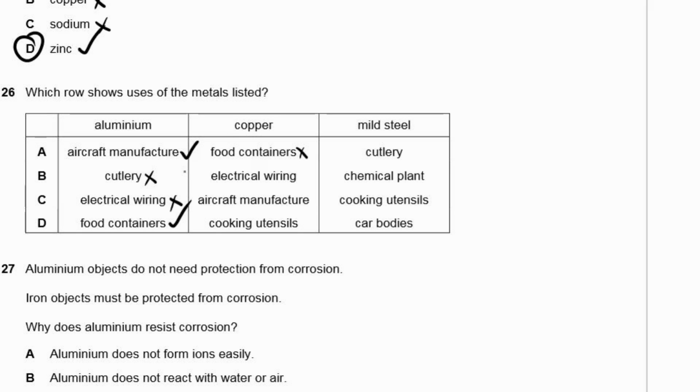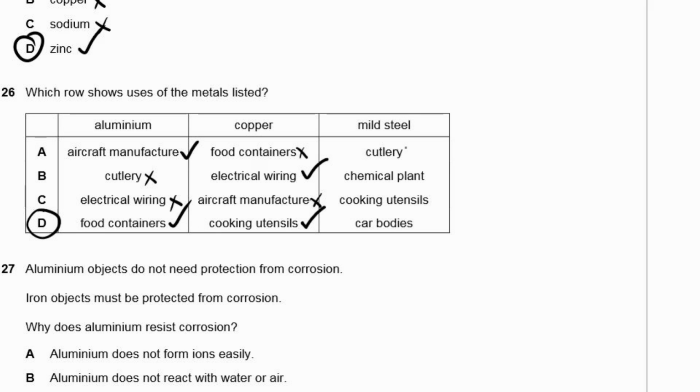No, that would be excessive. Electrical wiring, yes, it's used all the time in electrical wiring. Aircraft manufacture, no, that would be really expensive. And cooking utensils, well, when they say cooking utensils, they mean things like the pots and the pans. When you're cooking, you don't want things to react with it. So yes, you can get copper pots, copper pans, and some other copper cooking utensils. Okay, so far it looks like the answer is D, but let's just double check.